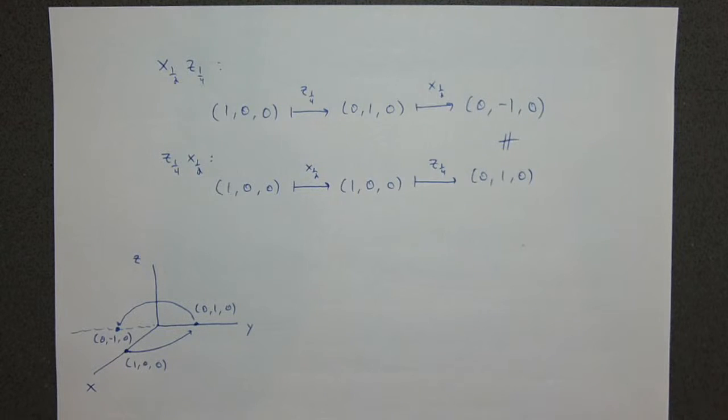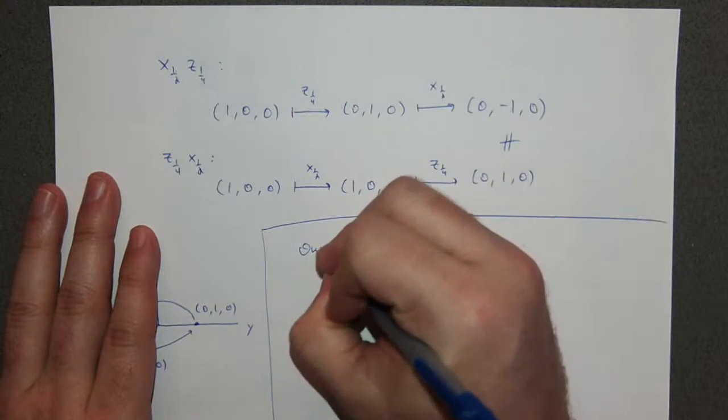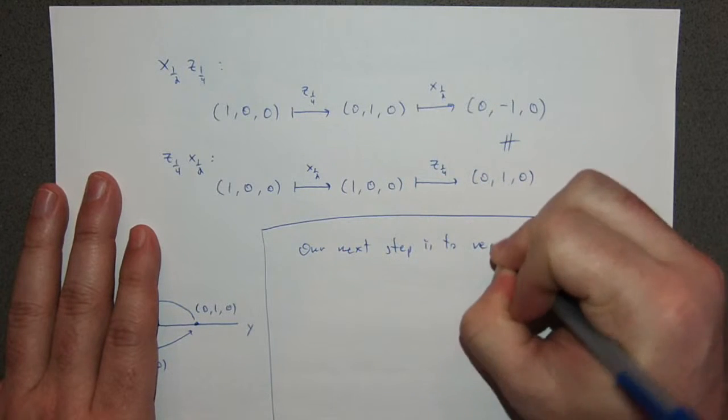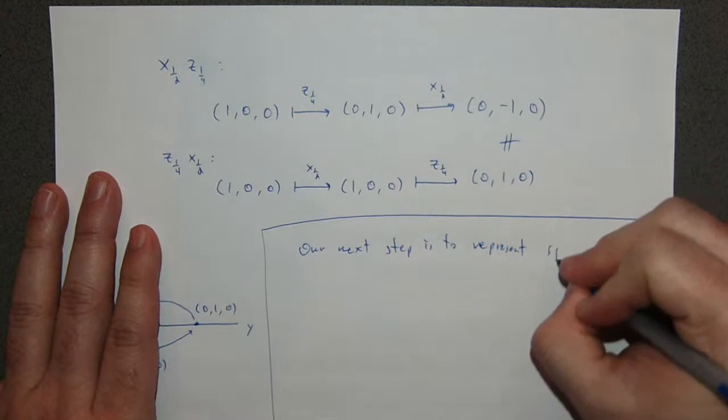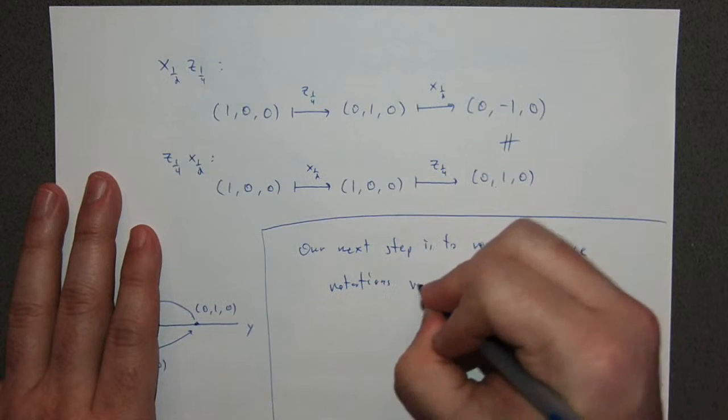So that's a look at the rotation groups of the sphere. We'll revisit this in a second after we have a better way of talking about rotations in space in general. And that better way actually comes from the Quaternions. Okay, and so our next step is to represent space rotations via the Quaternions.